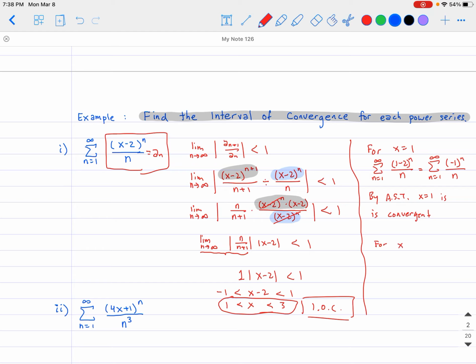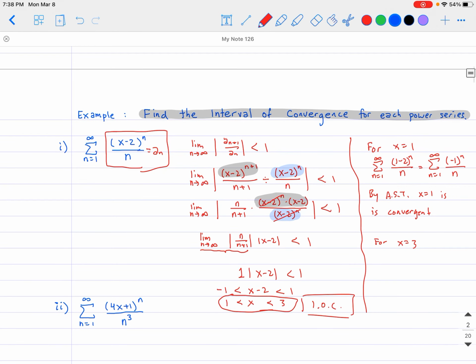Next, we're going to try the other endpoint. So for x is equal to 3, we're going to plug that into our equation. That gives me the summation from n equals 1 to infinity of (3 minus 2) to the nth power divided by n, which is equal to the summation from n equals 1 to infinity of 1 over n. And this right here diverges because of the p-series test. Okay, so there it is. Now we can use all of those tests that we learned to determine if the endpoints are going to be convergent or not.